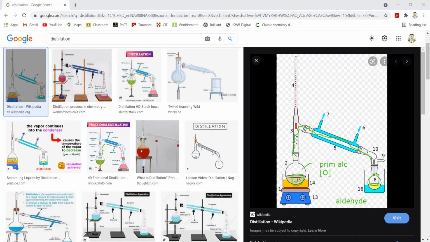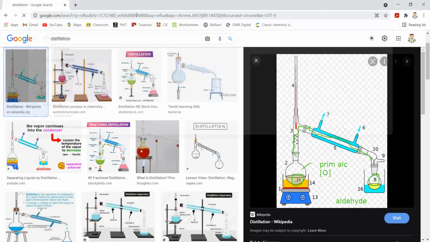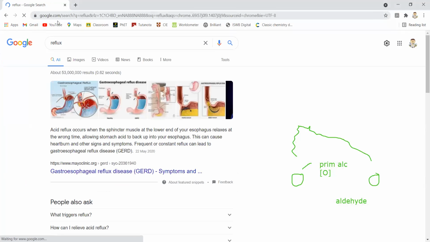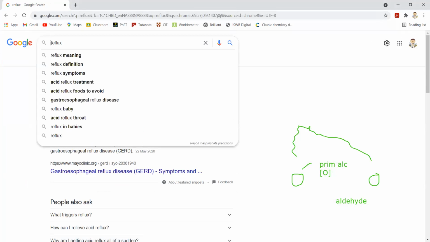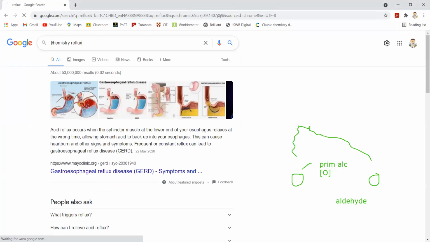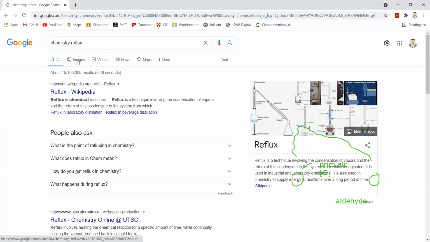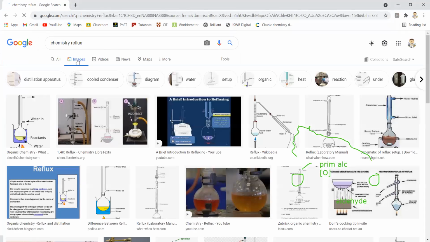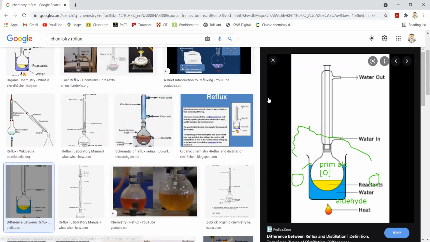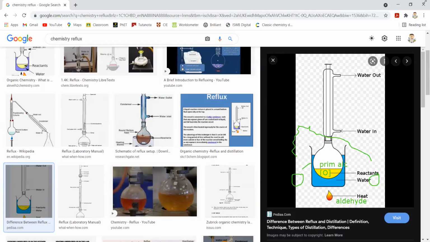And that's what we mean by distillation. Mild oxidation involves distillation, and the reason is because we can remove the product as soon as it's formed. Cool, and then they want you to contrast that to reflux. Not gastrointestinal reflux, chemistry reflux. In a chemistry reflux, you would do something like this.